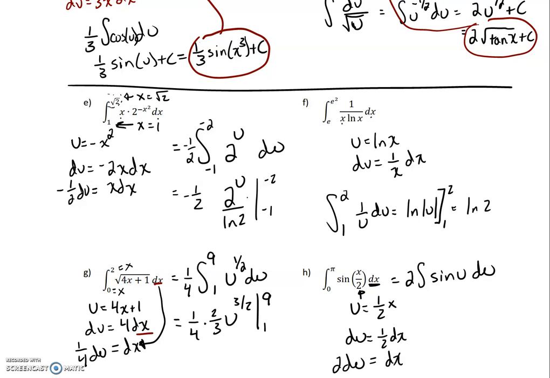My bounds of integration were in terms of x. If x is equal to 0, u is equal to 0. If x is equal to pi, u is equal to pi over 2. So this is 2 times the integral of sine, which is negative cos, evaluated at 0 and at pi over 2.